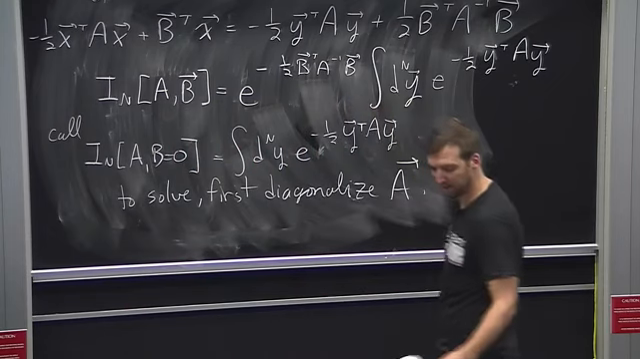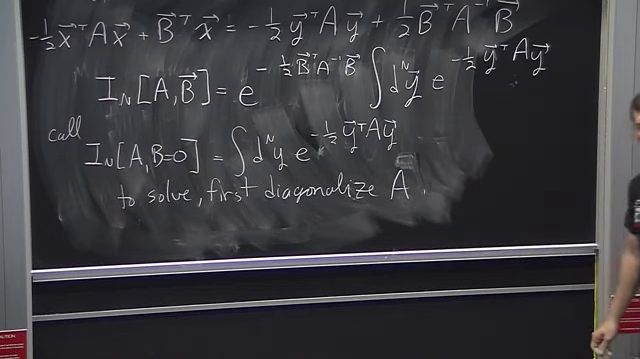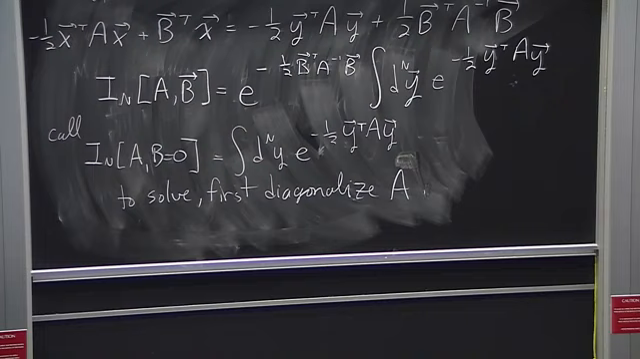Let's diagonalize A. So it's a matrix, not a vector. And then we'll write the solution in terms of the eigenvalues. A is symmetric, so it's orthogonally diagonalizable. Spectral theorem.